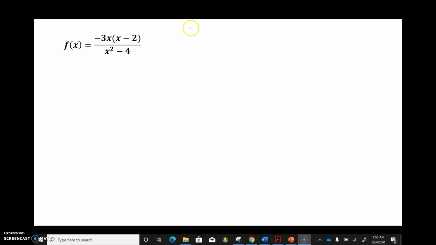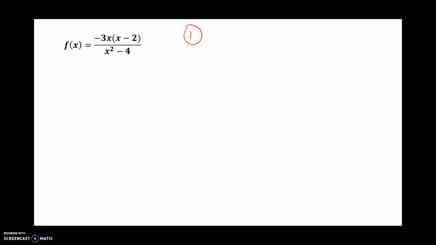So number one on our list is we need to find any breaks in the domain. And the breaks in the domain are where the denominator equals 0, right? So in this case I am going to need to factor that denominator. So it looks like this, all right? So if I set that equal to 0, I find out by setting each factor equal to 0.